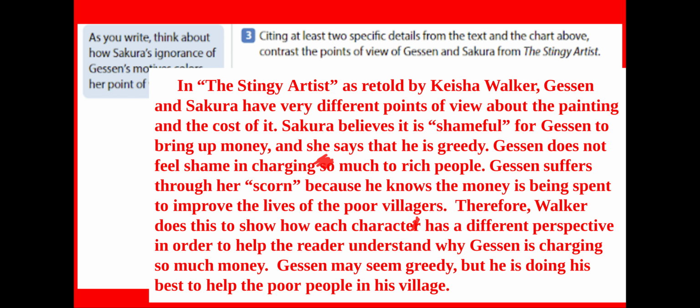Sakura believes it is shameful for Greason to bring up money, and she says that he is greedy. Greason does not feel shame in charging so much to rich people. Greason suffers through her scorn because he knows the money is being spent to improve the lives of the poor villagers. Therefore, Walker does this to show how each character has a different perspective in order to help the reader understand why Greason is charging so much money. Greason may seem greedy, but he is doing his best to help the poor people in his village.